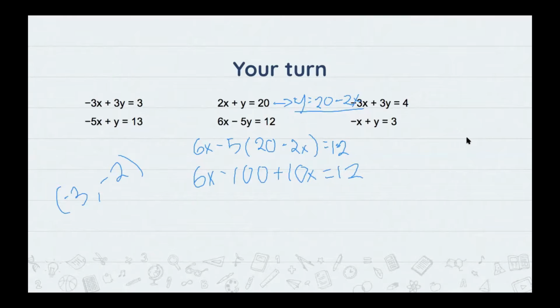Now what is the next step? Yes, we combine the like terms. So 6x plus 10x would equal 16x. And we bring everything else down. Now what is the next step? How do we get 16x alone on one side?